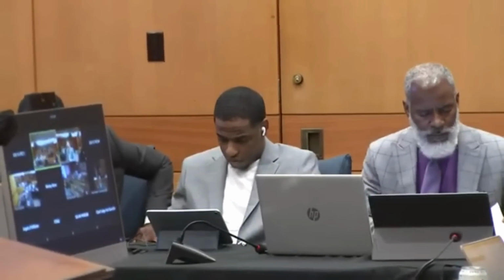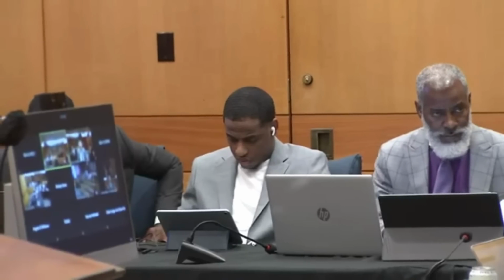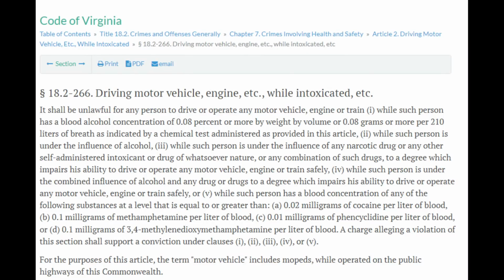For example, in our paralegal class, we take up the definition of DUI in the Virginia DUI statute. The Virginia DUI statute says, "It shall be unlawful for any person to drive or operate any motor vehicle, engine, or train while such person has a blood alcohol concentration of 0.08% or more by weight."